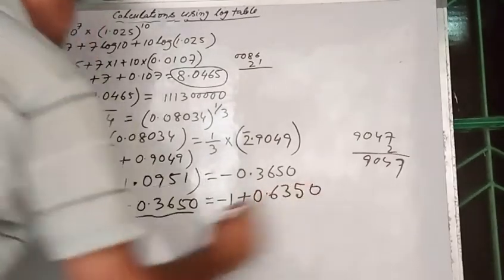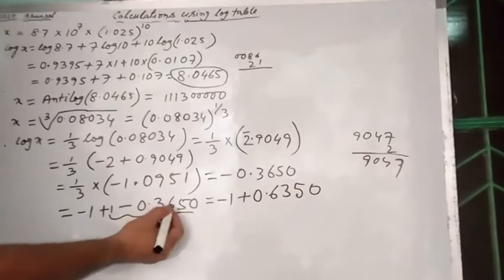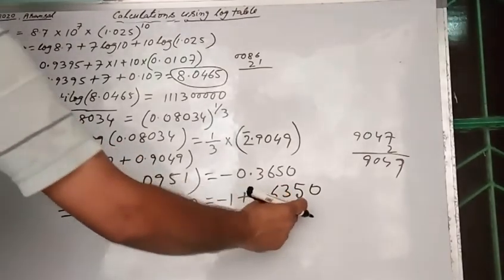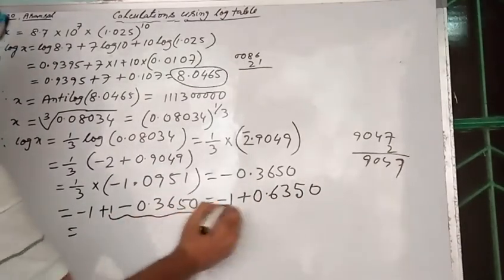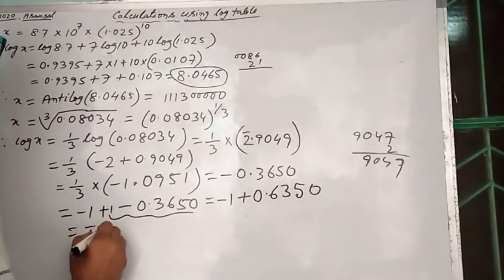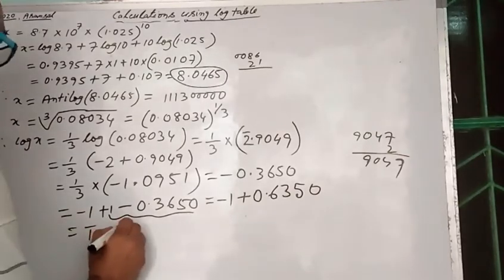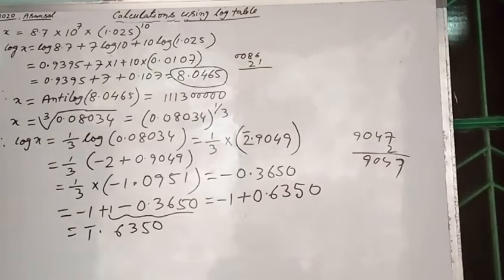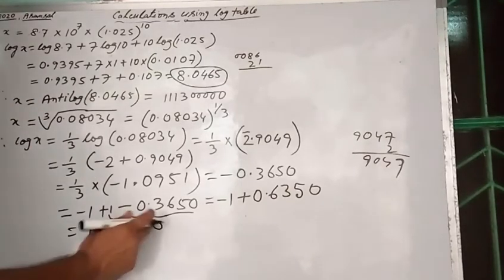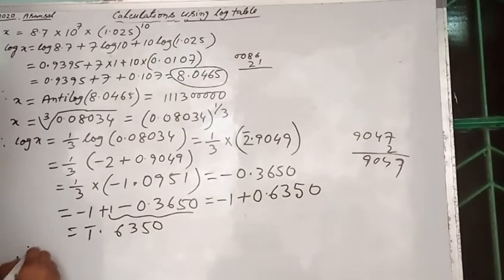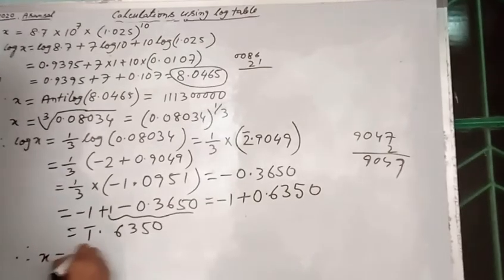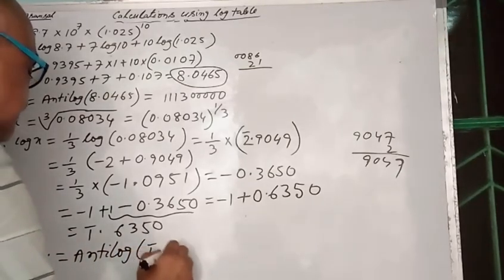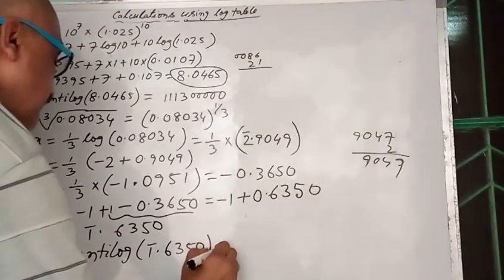0.6350. The value of 1 minus 0.3650 is equal to 0.6350, which can be written as minus 1, that is 1 bar 0.6350. So this is the value of log x. Therefore x is equal to antilog of 1 bar 0.6350.